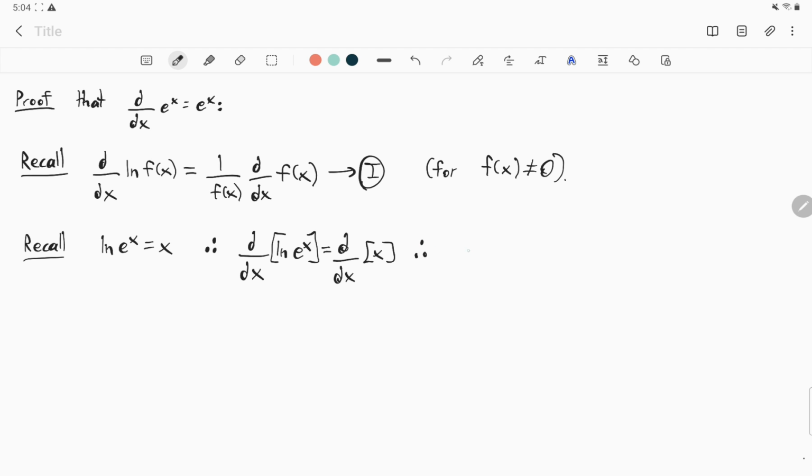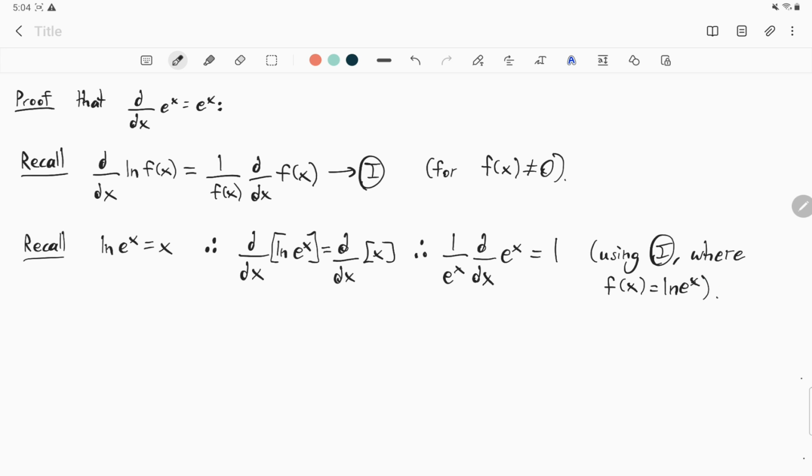Therefore, what's the derivative of ln of e to the x? That is going to be 1 over e to the x times d over dx of e to the x, right? Equals, what's the derivative of just x? 1. Okay, how did I get that? I'm going to say using 1, where f of x equals ln of e to the x. Makes sense? I hope so.